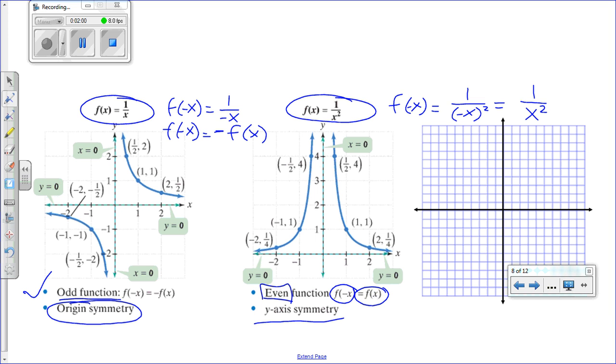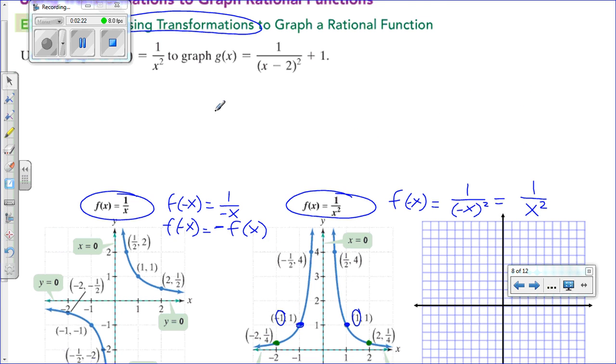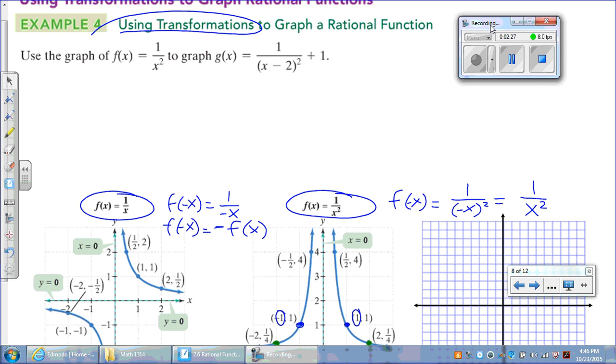What you can see here is that every point is reflected across the y-axis. So we have positive 1, 1, and we also have negative 1, 1. Similarly, we have the point 2, 1/4, and we also have the point negative 2, 1/4, so that it is symmetric with respect to the y-axis. Now, what I'm going to do is use some of those points and then transformations.